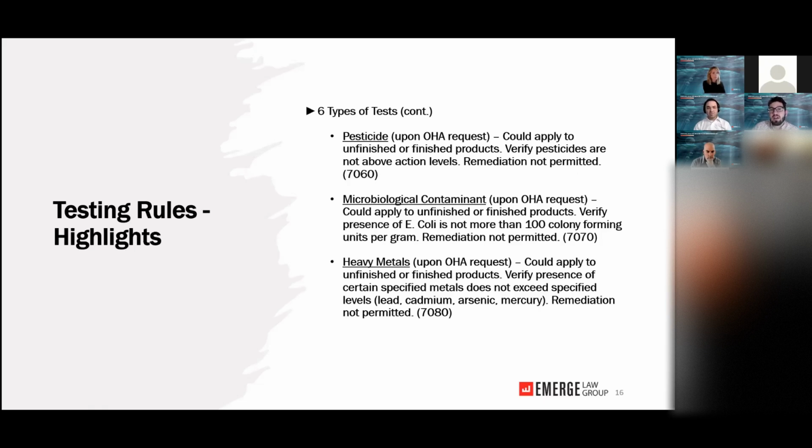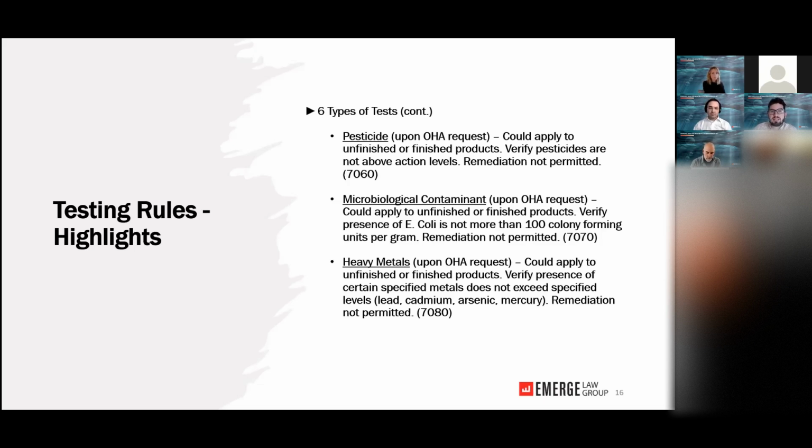Pesticide testing will only be required upon OHA request and could apply to both unfinished and finished products. And that test is to verify that pesticides are not above action levels as set by the Oregon Department of Agriculture. And in that case, if your test fails, remediation is not permitted and the testing batch must be destroyed.